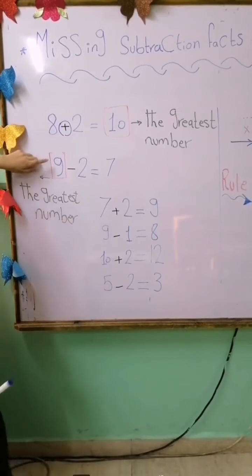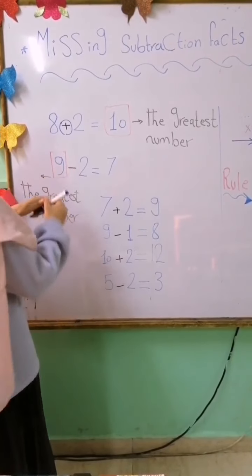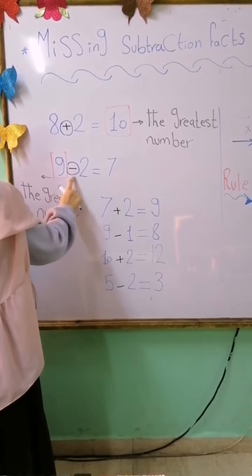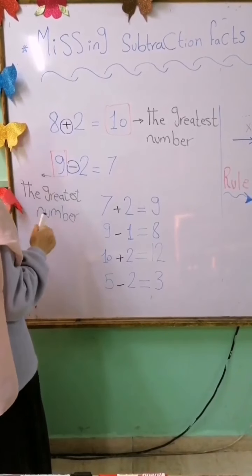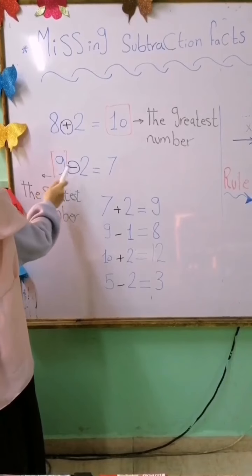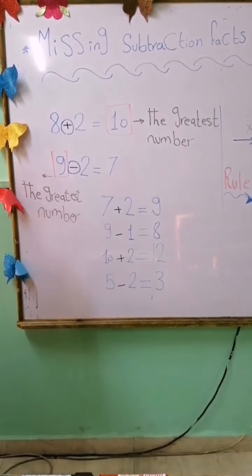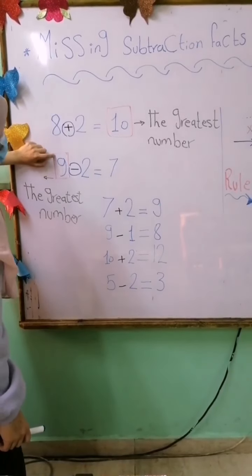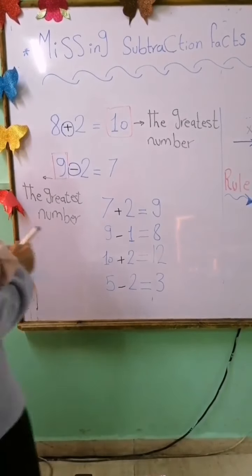In subtraction, let's see. 9 minus 2 equals 7. It's a subtraction problem because we have minus here. Can you look at this problem and tell me which one is the greatest number? 9 or 2 or 7? It's 9. Excellent. Then in the subtraction problem, the greatest number is the first. Okay, now let's see here.